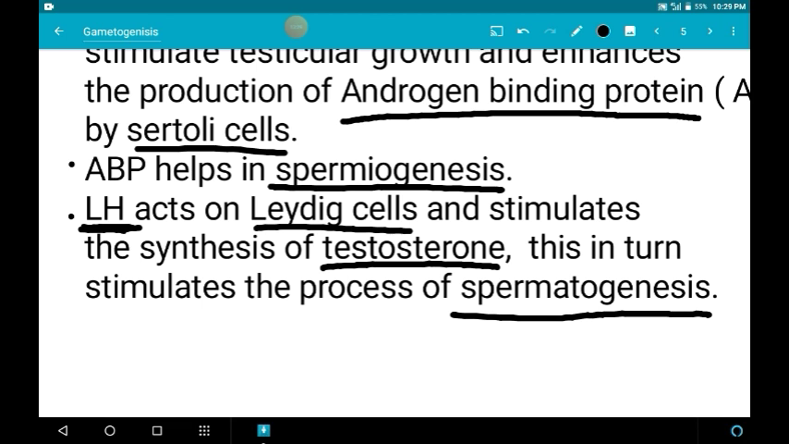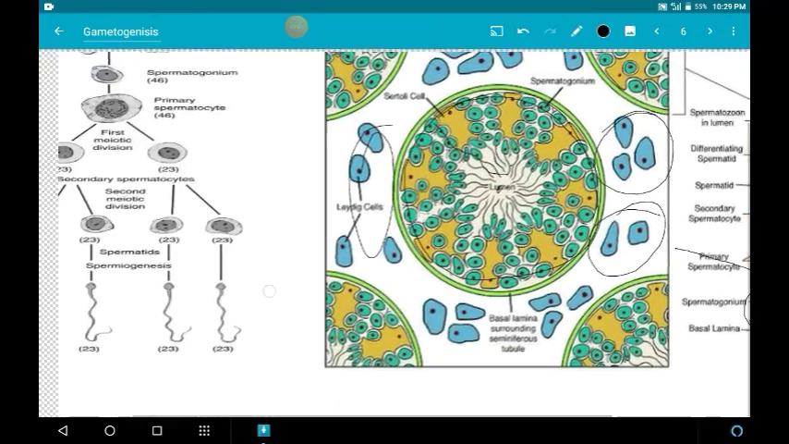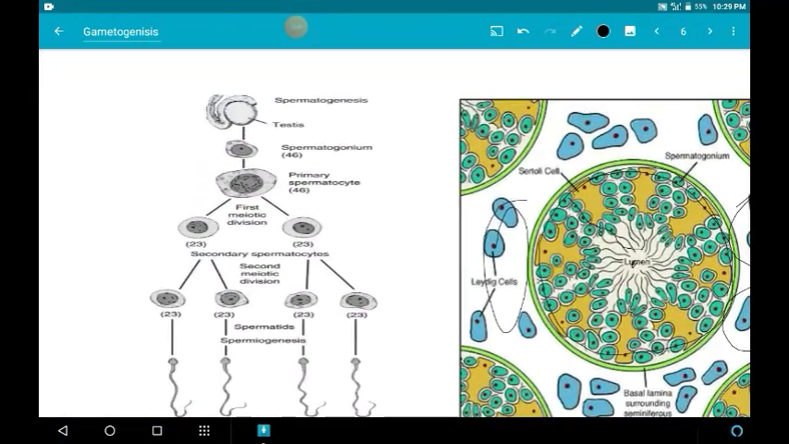Well, now see the diagrammatic representation of spermatogenesis. This is the testis. Inside the testis, what is present? Seminiferous tubule. The inner wall of the seminiferous tubule consists of spermatogonia, that is sperm mother cells, which are diploid in nature. They undergo repeated mitotic division, thereby producing primary spermatocytes, which are diploid, that is, they possess 46 chromosomes.